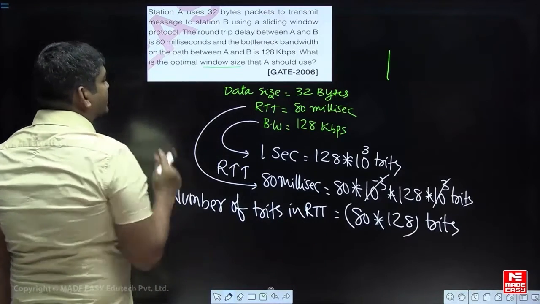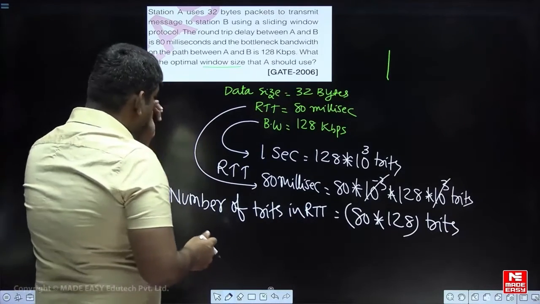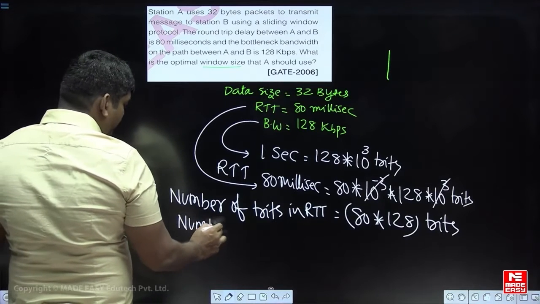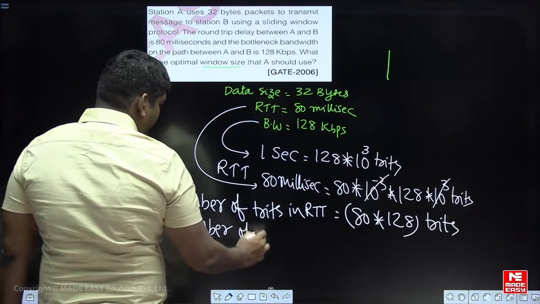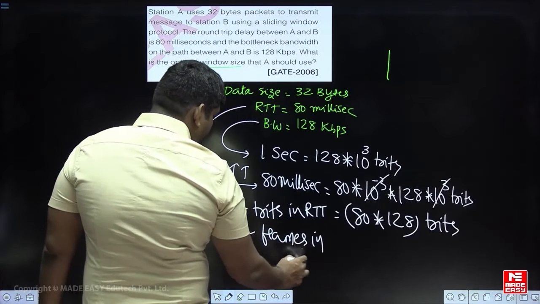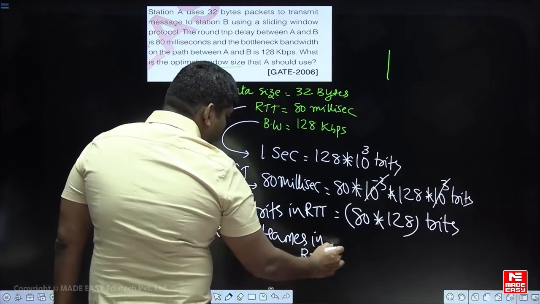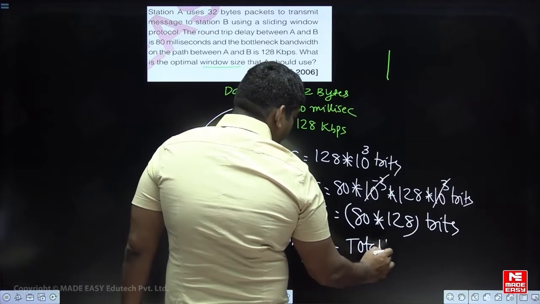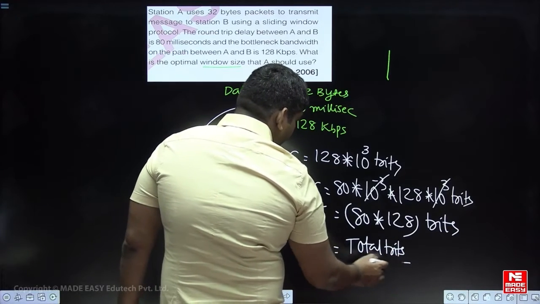But you can say window size, since you are sending the frames. Window size is nothing but the number of frames that can be transmitted. The number of frames that can be transmitted in RTT is total bits divided by the frame size.